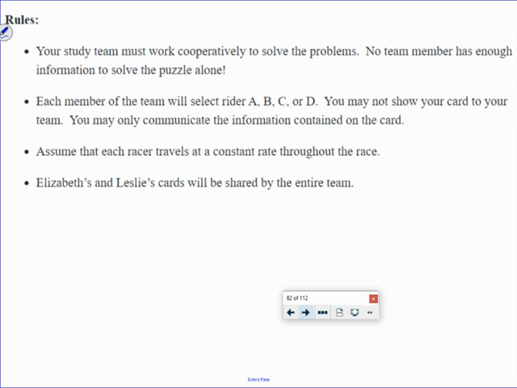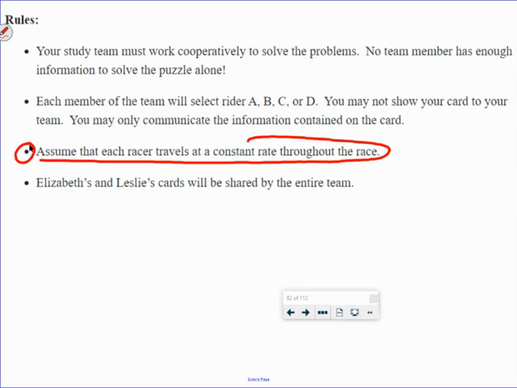Now, rules. These rules don't necessarily apply to all of you, but you're going to look over the cards. Ideally, each person would have one and you wouldn't be able to share, but you have all of them, so you are doing all of them. This is a big one here, the third one. Assume that each racer travels at a constant rate throughout the race. In other words, they will go at the same speed the entire time. They start there and then they go like that. It will all be linear. Please assume everyone's going constantly throughout the race. Elizabeth and Leslie's cards will be shown to the entire team. You'll get to see all six players.